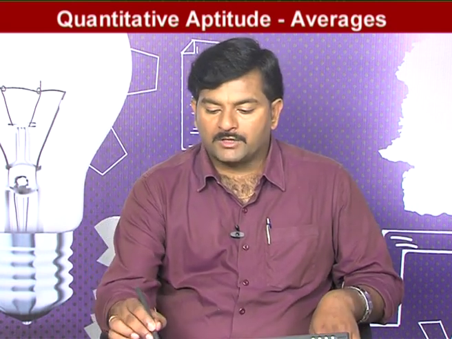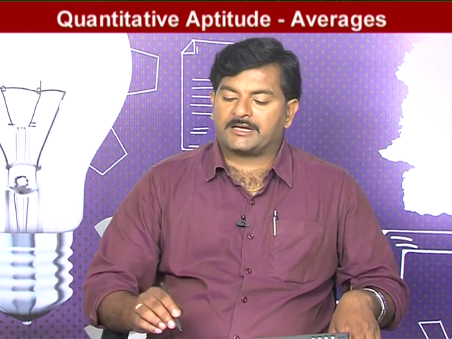Now we'll move to the next question. See, he has given it differently. Find the average of all prime numbers between 30 and 50. He asked to find out the average of all prime numbers.